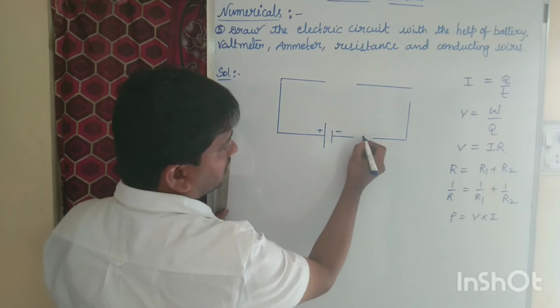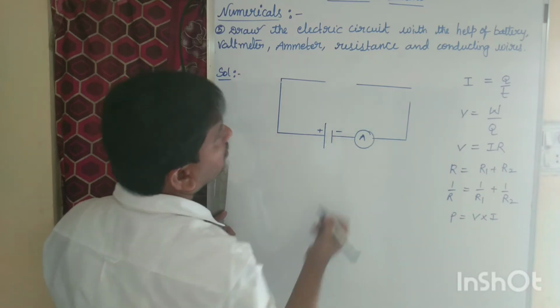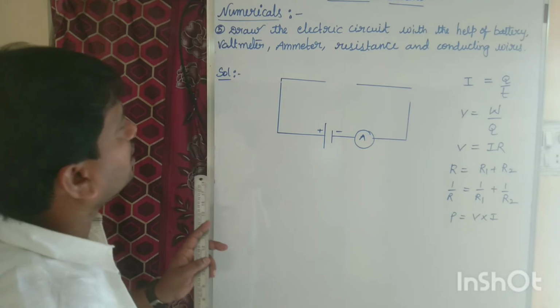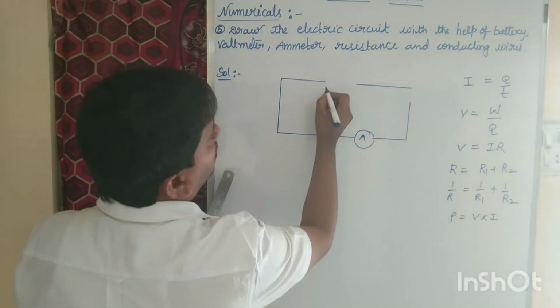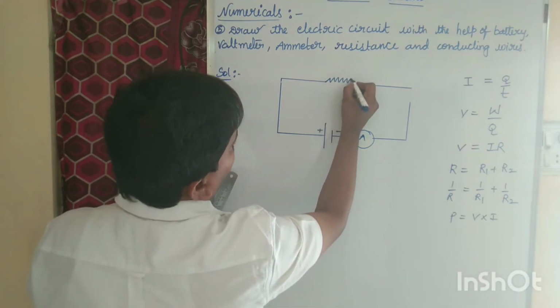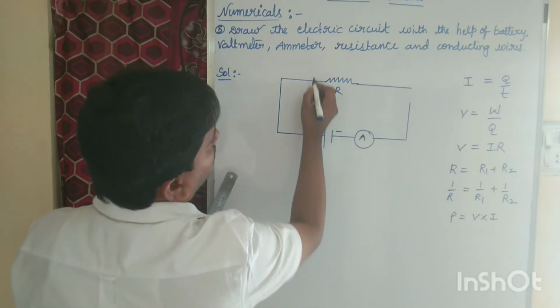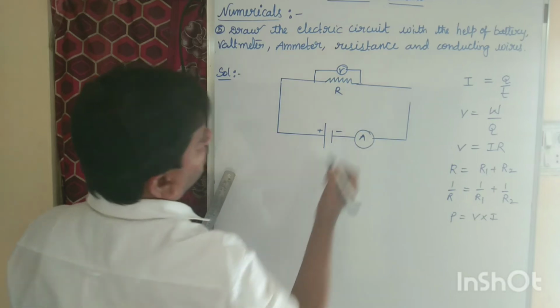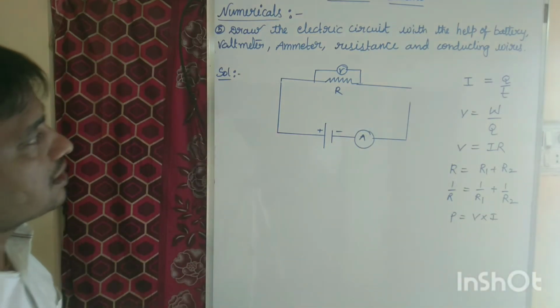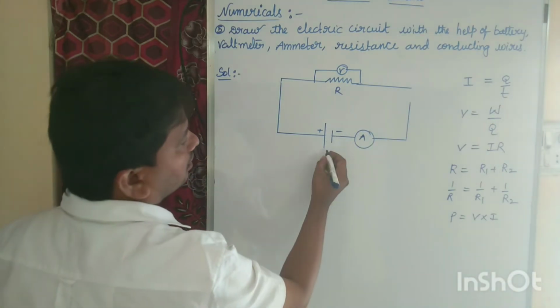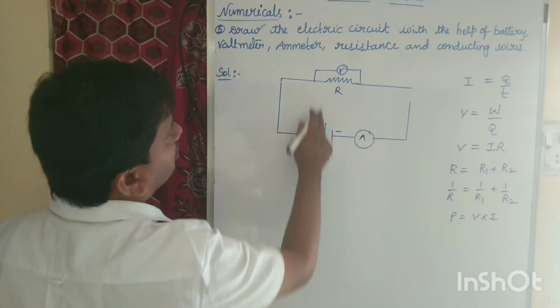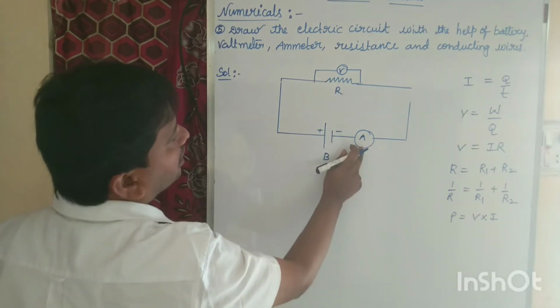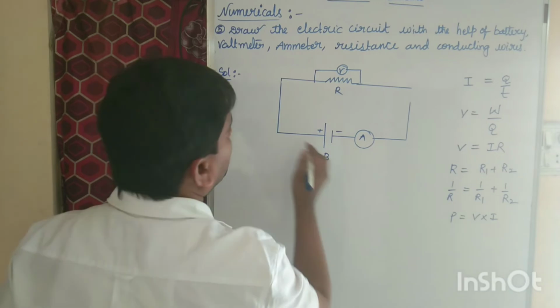And this is the ammeter. They are asking, with the help of a battery, voltmeter, and this is our resistance R, and we are maintaining potential difference V between the ends of the resistor. Battery, then voltmeter, and then ammeter, and then resistance, and these are conducting wires.